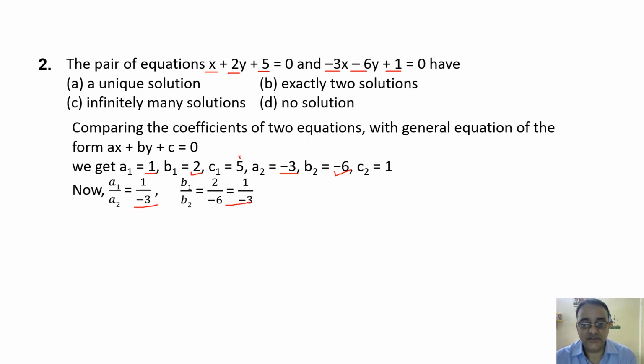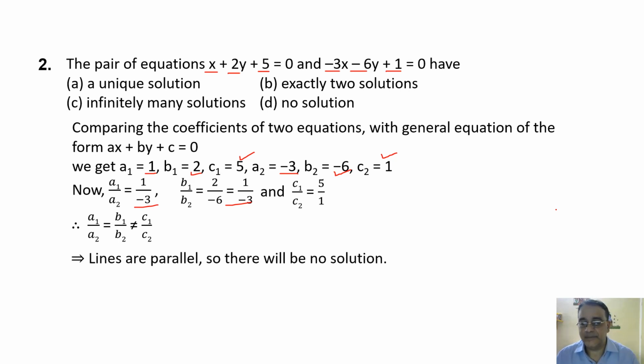Now the last ratio is 5 by 1. That is c1 by c2. Again the same condition we are getting: a1 upon a2 is equals to b1 upon b2 but not equals to c1 upon c2. So lines are parallel and there will be no solution. So which option is the correct one? Option D. Right.